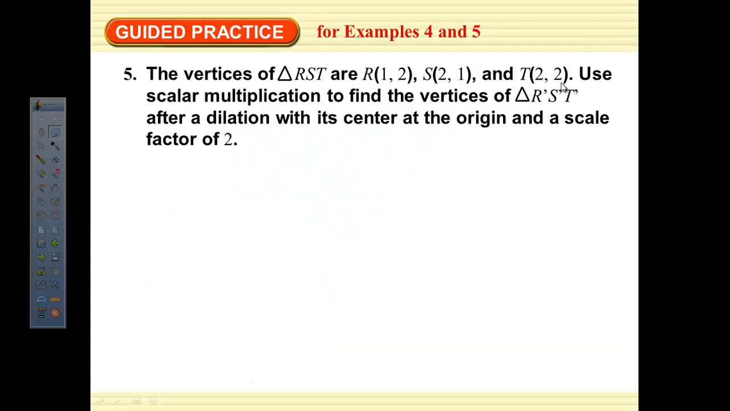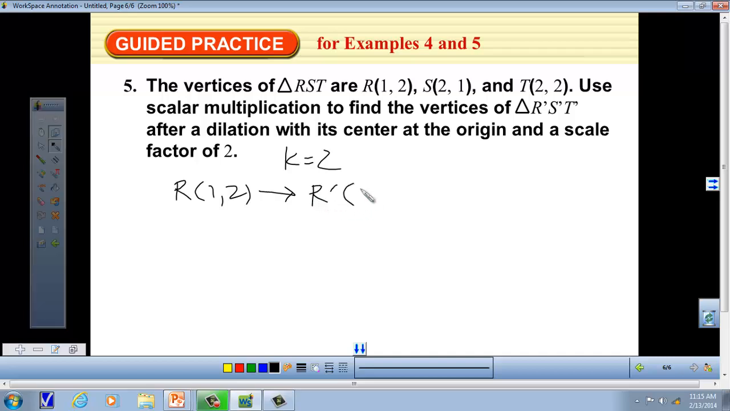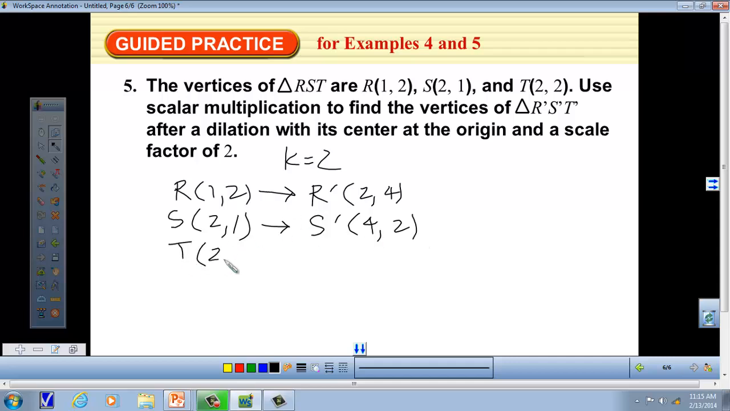Here's another one. We want to use scalar multiplication, or just multiplication, to find the vertices after a dilation with the center at the origin and a scale factor of 2. So again, what we do is we just say R is at 1, 2. Since K is equal to 2, we would say that R prime would be 2, 4. And then S is 2, 1. And S prime would then be twice as much, so that would be 4, 2. And T is 2, 2.